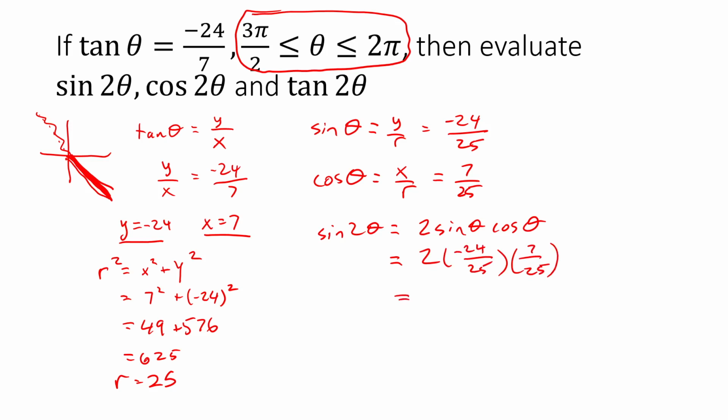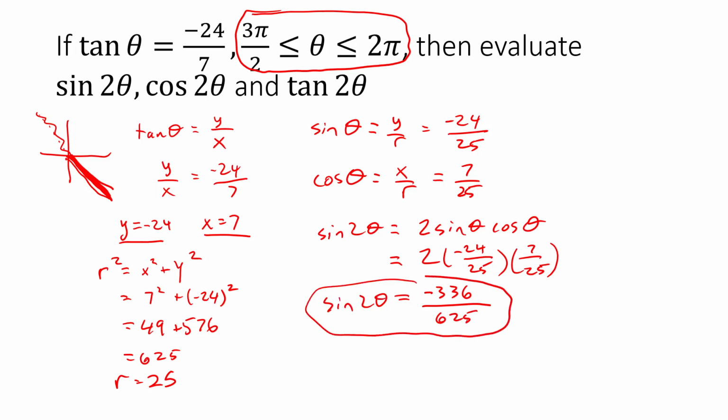So we want to multiply the numerators. 2 times negative 24 times 7, we get negative 336. And multiplying our denominators, we get 625. So that is what the sine of 2 theta is equal to. And that's one of the things that was asked for in the question.